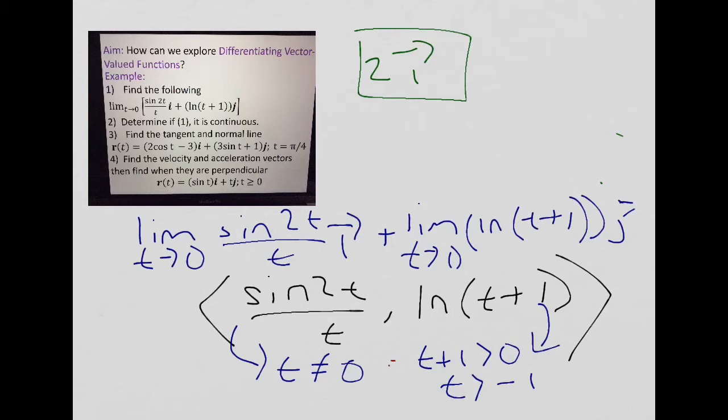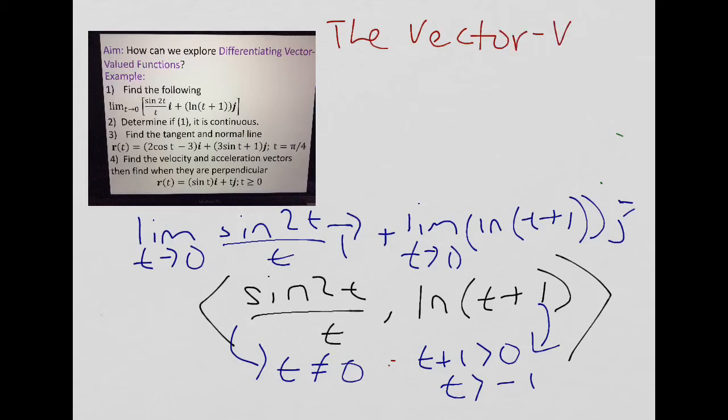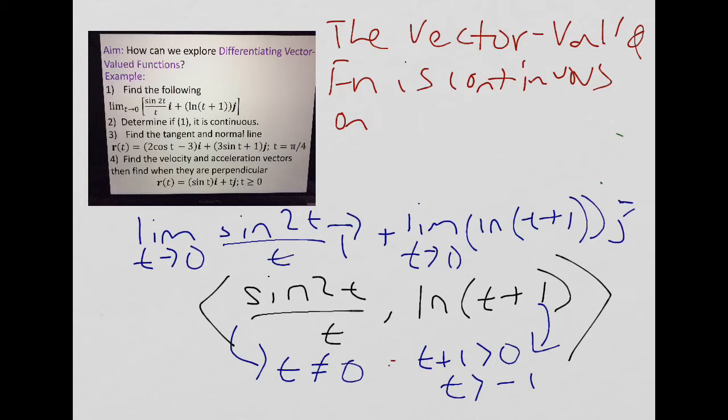So let's write this in interval notation. The vector-valued function is continuous on -1 to 0 exclusively, or from 0 to infinity, again exclusively, and these are for values of t.